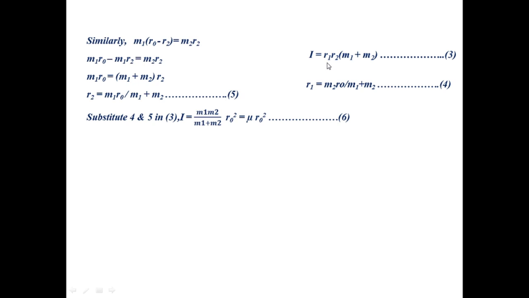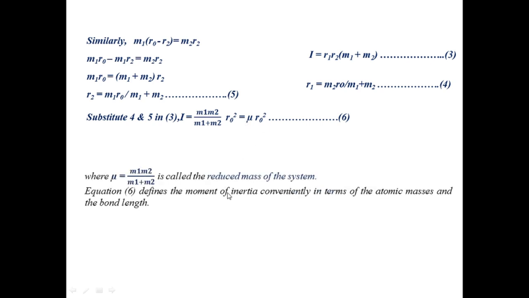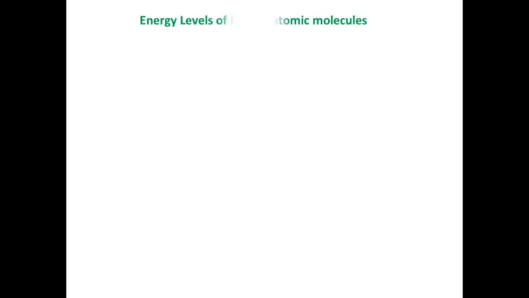So we got these values for r1 and r2, and we are substituting these values of r1 and r2 in the equation for I. Then finally we will get an expression for moment of inertia, that is I is equal to m1 m2 by m1 plus m2 into r0 square, that is equal to mu r0 square, where mu is called the reduced mass of the system, and the value of mu is m1 m2 by m1 plus m2, and r0 is the bond length. So this equation defines the moment of inertia in terms of atomic masses and bond length. Next, we are going to write an expression for the energy levels of a rigid diatomic molecule.